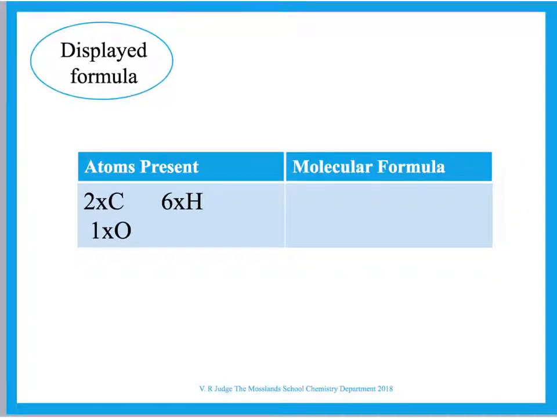So moving on then to the next type of formula. This is called displayed formula, and it's kind of what it sounds like really. The formula is displayed for you to see what is where, the arrangement, all the bonds, everything, so that you know what that compound looks like. So I'm going to show you through an example. So we've got some atoms present in a compound here. We've got 2 carbons, 6 hydrogens and 1 oxygen. I'll show you how to draw that in displayed formula.